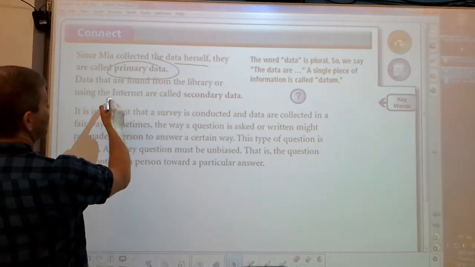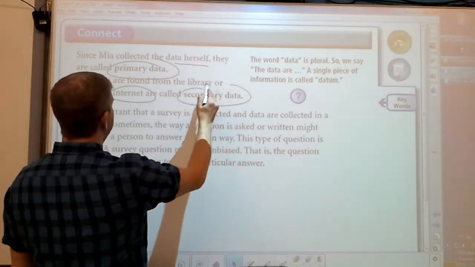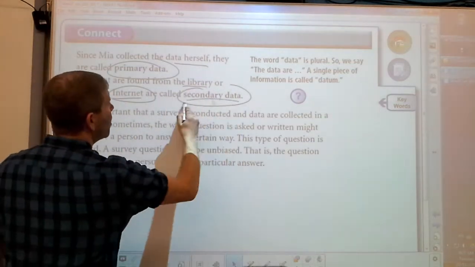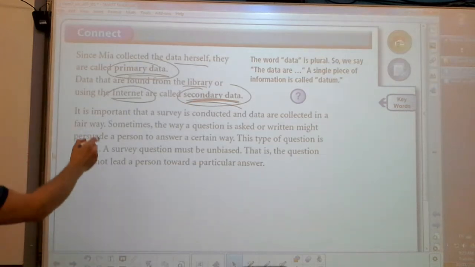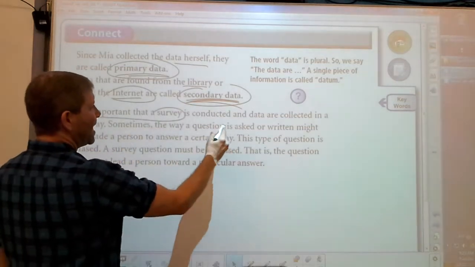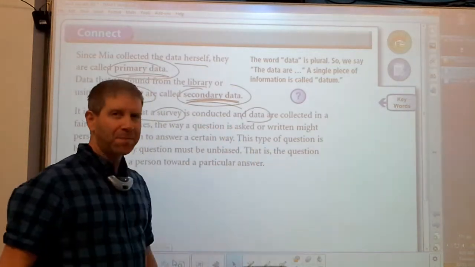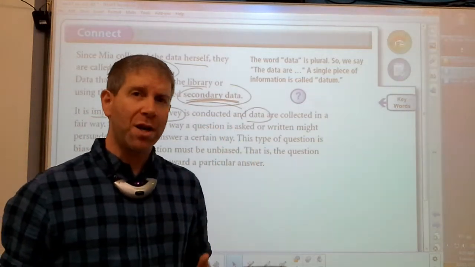However, if you get the information from the library or the internet, we call that secondary data, because you didn't collect it yourself. Now, an important part for surveys is that when you're collecting data, and again, data are just the numbers.